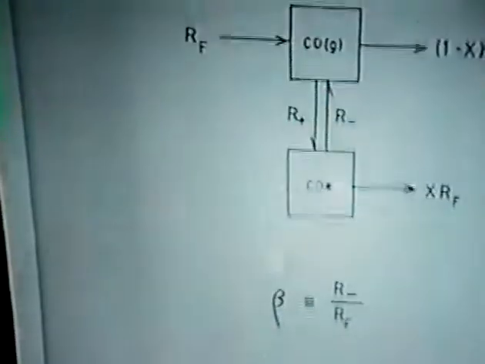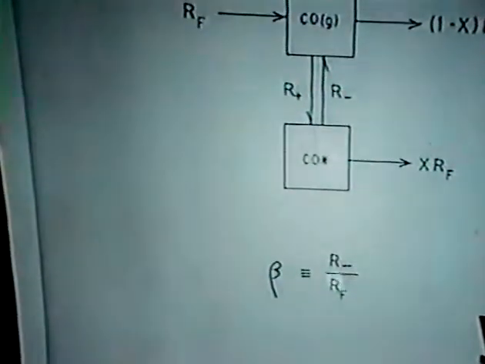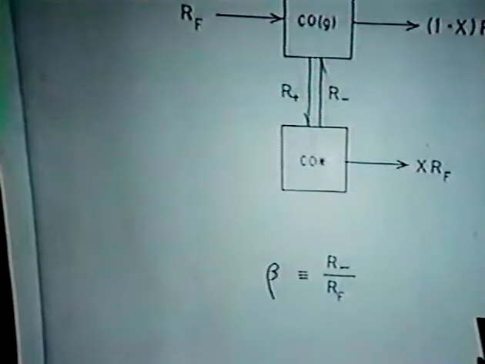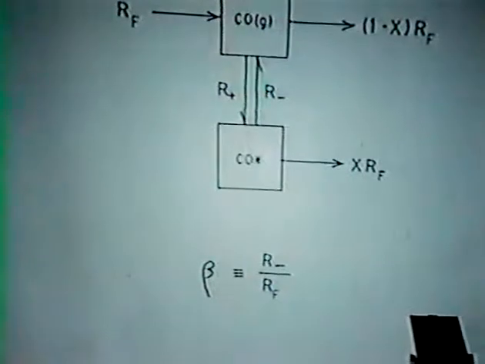There are two parameters which govern how this process works: the amount of CO on the surface and the exchange rate, and this quantity beta, the ratio of the backwards to the total flow reaction rates. Of course, the reaction rate itself is constant all the time. The exchange rates are superposed on the steady state.